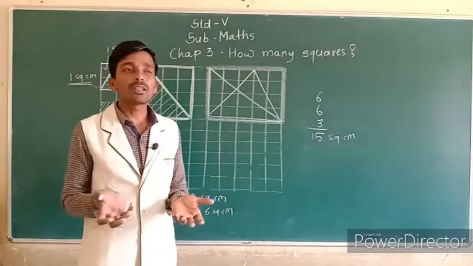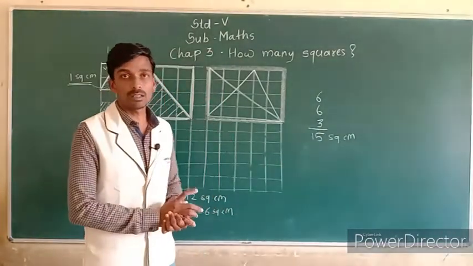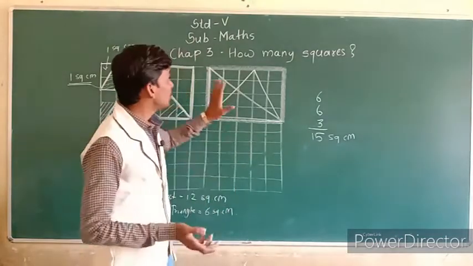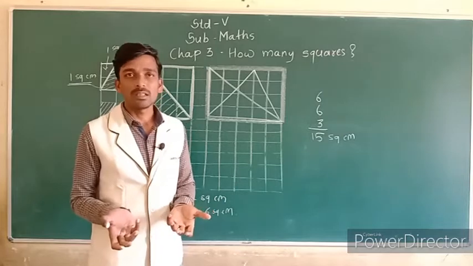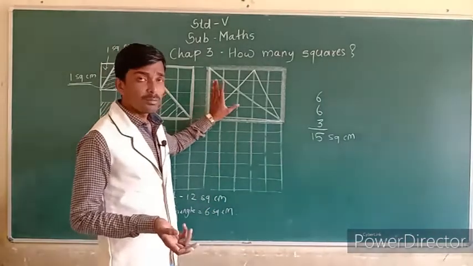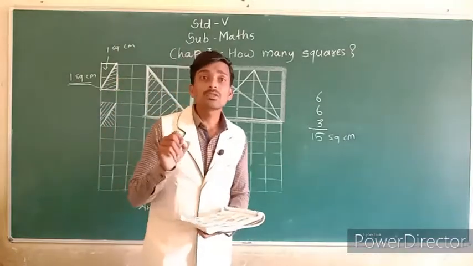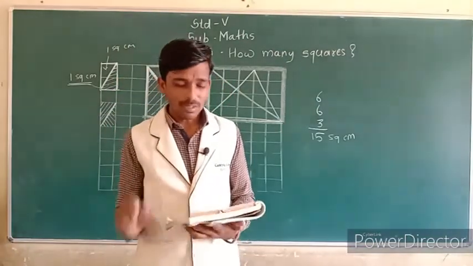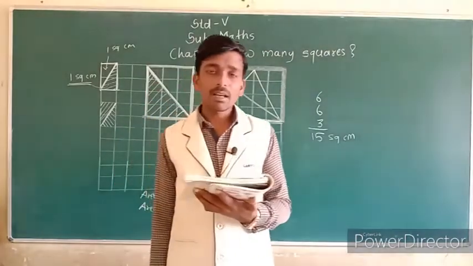What is the area of that rectangle? That is 20 square centimeters. So what is the area of this blue triangle? Half of that 20 means 10. The area of that blue triangle is 10 square centimeters. Understand? Then see next. And what about the red triangle?